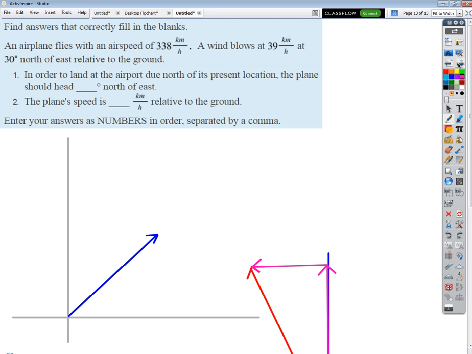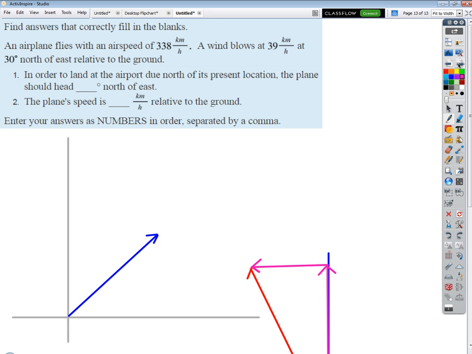An airplane flies with an airspeed of 338 kilometers per hour. So what does airspeed mean? That's the speed of the plane relative to the air, right? The air, so that's the airspeed. Now this would look kind of weird, but if you were in some kind of slow propeller plane flying at an airspeed of 90 miles an hour into a 90-mile-an-hour headwind, what would you look like you're doing? You'd just be hovering there, wouldn't you, right? Does that make sense? So the airspeed is the speed of the plane relative to the air it's flying through.